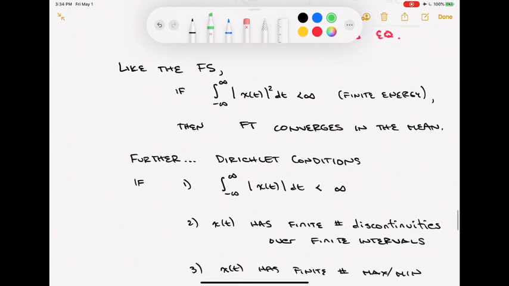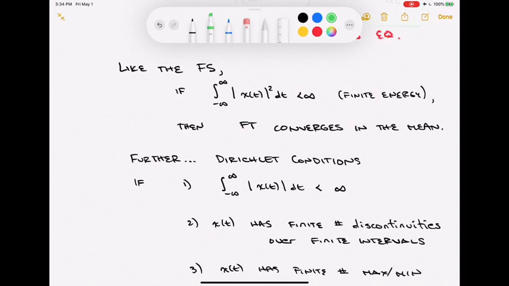Like the Fourier series, we know that at least if the signal itself is square integrable, that means it has finite energy, then the Fourier transform converges in the mean. We talked about this when we discussed convergence of the Fourier series. Fourier series or Fourier transform, both of them, as long as you have a square integrable or a square summable function, they converge in the mean.